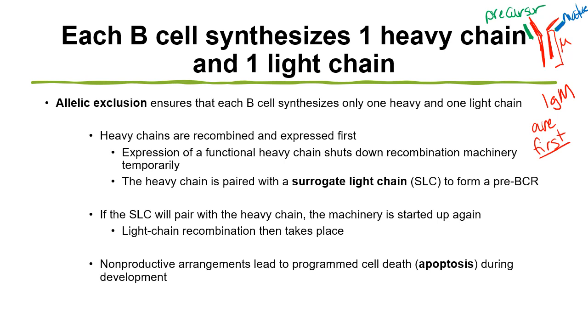Usually, if it gets through heavy chain recombination, it can do light chain recombination. So the probability that it's going to be able to make a heavy chain but not a functional light chain is very, very low. The surrogate light chain, the same thing? Surrogate light chain is the same as the precursor.